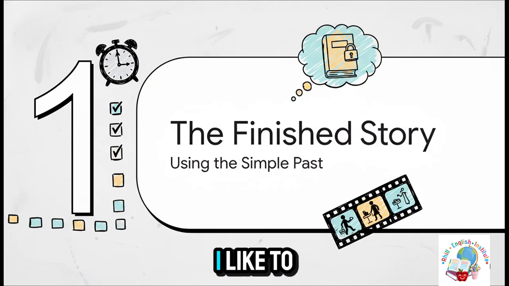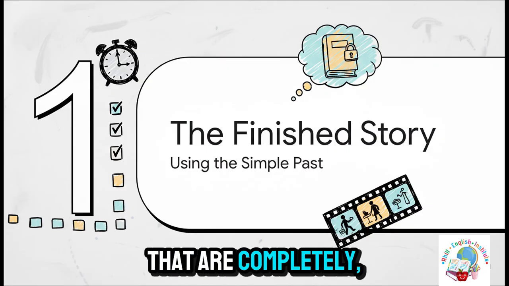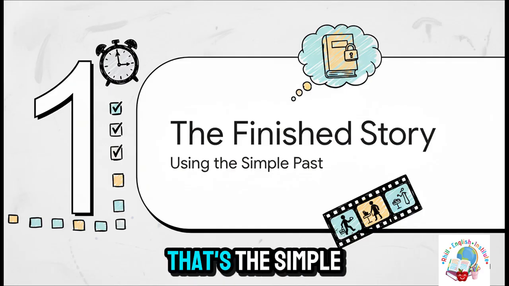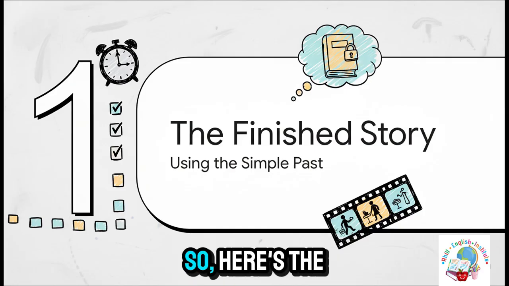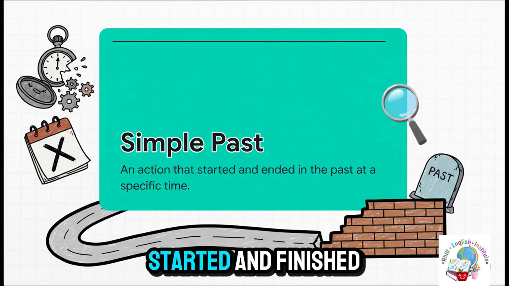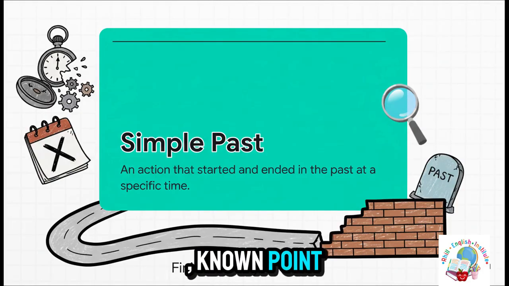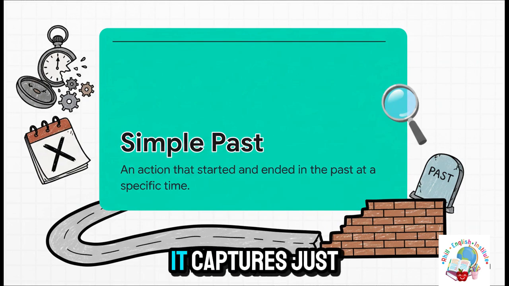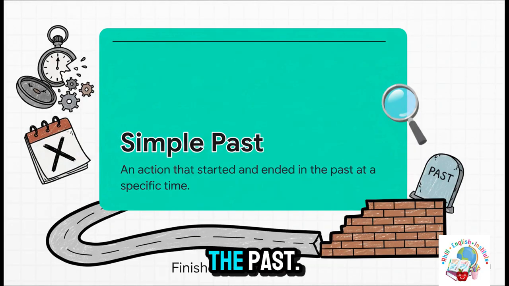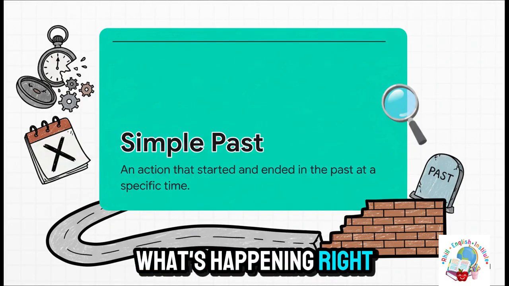First up, we've got what I like to call the finished story. This is for all the events that are completely, 100% totally done. And the tool we use for this, that's the simple past. So here's the absolute key. The simple past is for an action that both started and finished at a specific known point in time. You can almost think of it like a photograph from a history book. It captures just one single finished moment. The event is locked away in the past. It has no direct connection to what's happening right now.